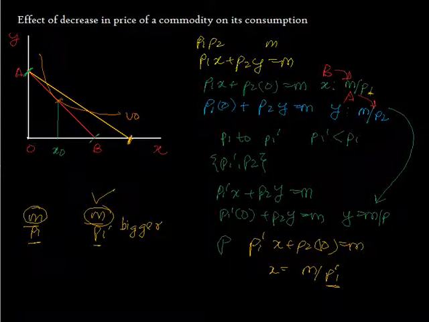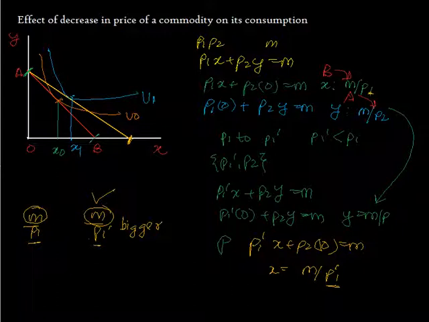Now what will happen? The price of the good has fallen, so you will buy relatively more of this good. Your consumption would lie somewhere here, at this point. Let me label this as U1. The amount of X which you have now is say X1. So you have started consuming more of X. The price of this commodity has fallen, and you will start consuming more of X.